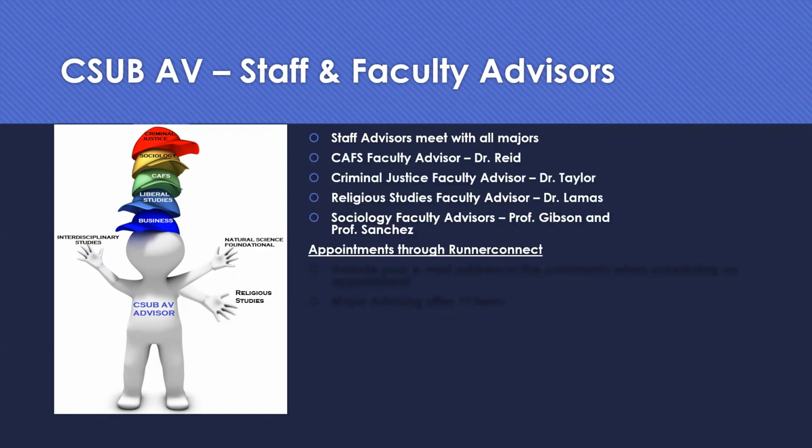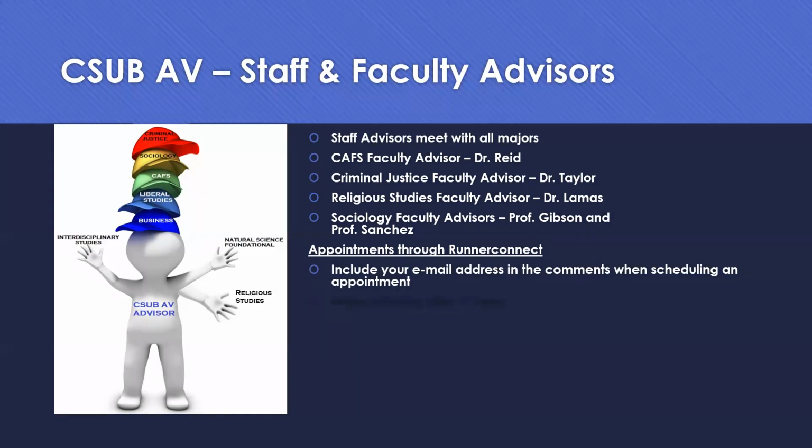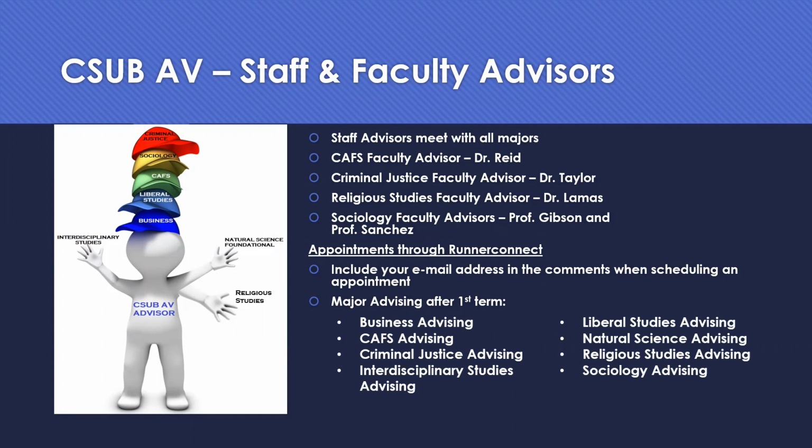The way the advising works is on your very first appointment at CSUB AV, you will meet with a staff advisor to go over a lot of information that helps you with the transition from your community college to a CSU. And then after the first advising appointment with a staff advisor, in any future terms, you will be able to meet with your faculty advisor specific to your major.